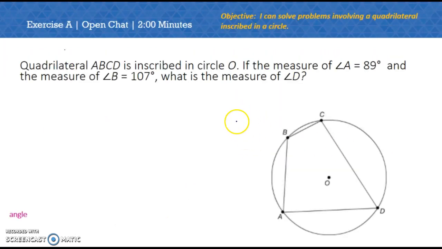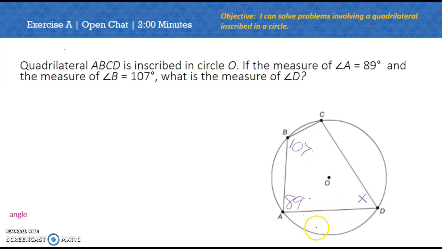For example, we have quadrilateral ABCD inscribed in circle O. If the measure of angle A is 89, so we're going to mark what we're given. We always want to do that. We always want to mark what we're given on the figure. And the measure of angle B is equal to 107 degrees. What is the measure of angle D? So we want to know D, so we'll just label that as X.